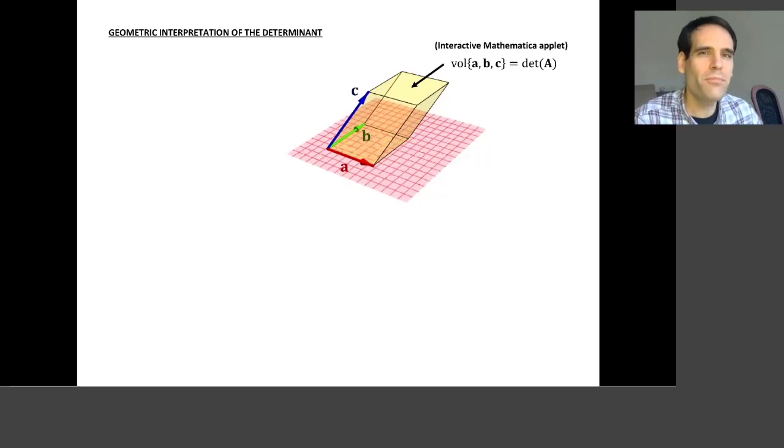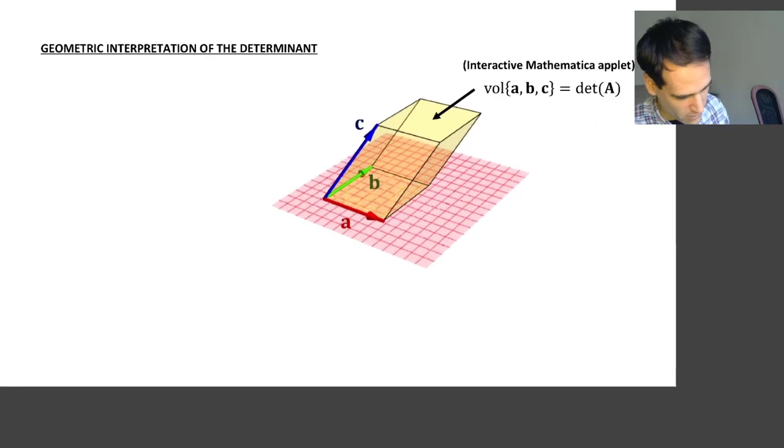So to understand the properties of a determinant related to the columns of a matrix, we need to understand this geometric interpretation of the determinant. So let's say that a matrix A is a 3 by 3 matrix given by 3 column vectors, A, B, and C.